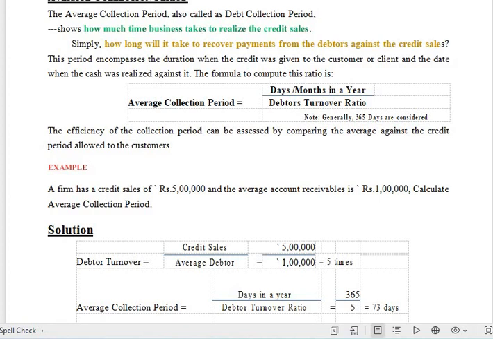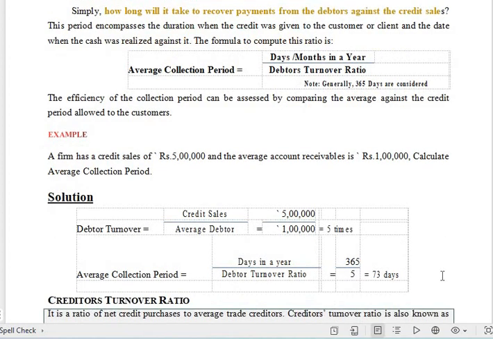To calculate the average collection period, I am going to use the formula days or months in a year divided by debtor turnover ratio. Here in this example, I calculate in days. Days in a year divided by debtor turnover ratio. Since they have not mentioned which year, generally we take 365 days. The debtor turnover ratio is not given, so you have to calculate it.